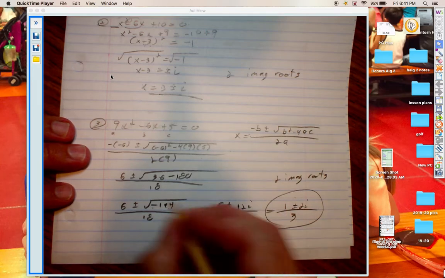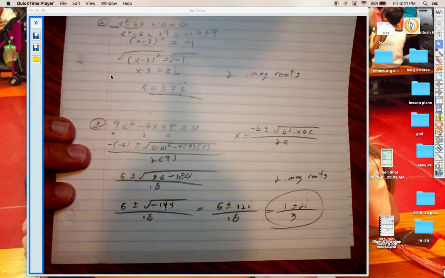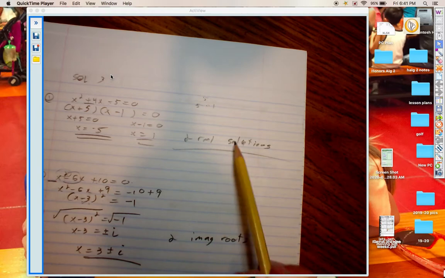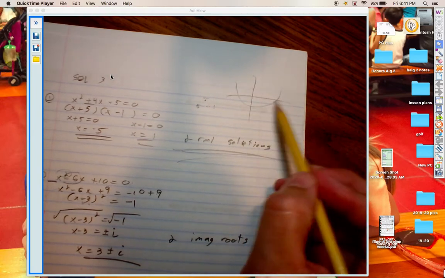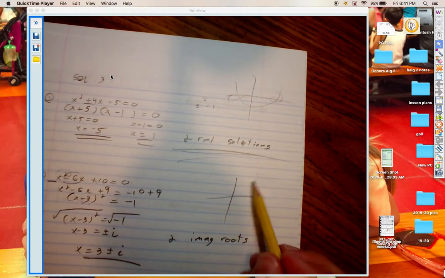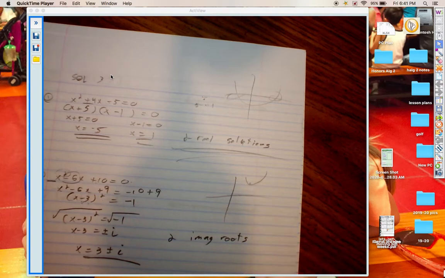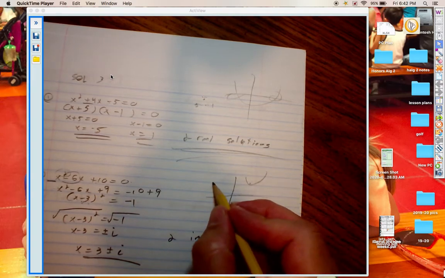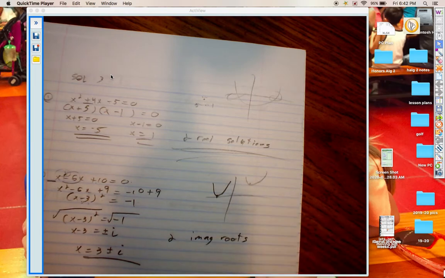Going quick. Should be a review. Understand, two real roots means it crosses the x-axis at two places. Two imaginary roots means it doesn't cross at all. The other option is we could have one real root if it just touches.